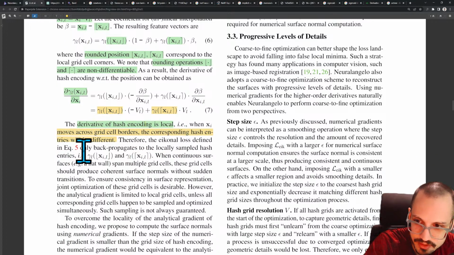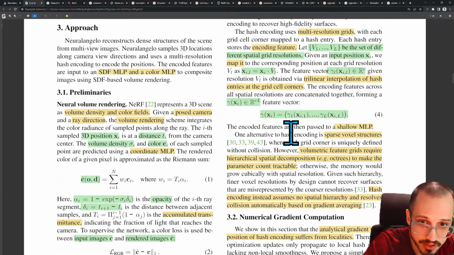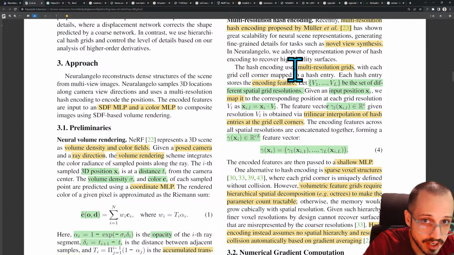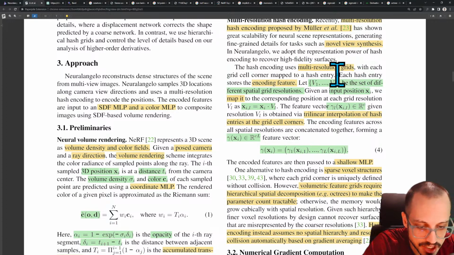Therefore, the eikonal loss defined in equation 5 only backpropagates to the locally sampled hash entries, i.e., these two things. Locally sampled there, obviously, because you have some hash map that allows you to say, okay, at this point in this grid, what is the value of the feature vector, right? We saw up here, they told us the multi-resolution grid, each hash map here is mapping from the position xi to the feature vector.